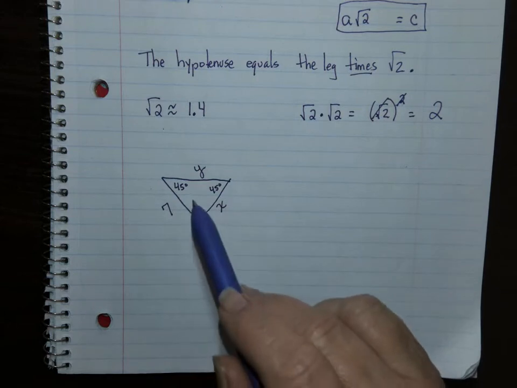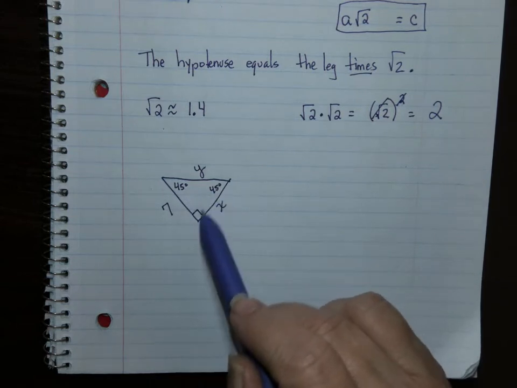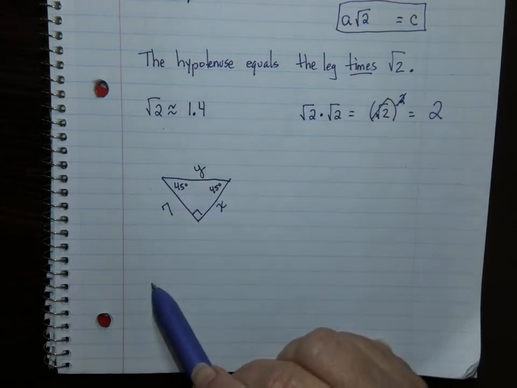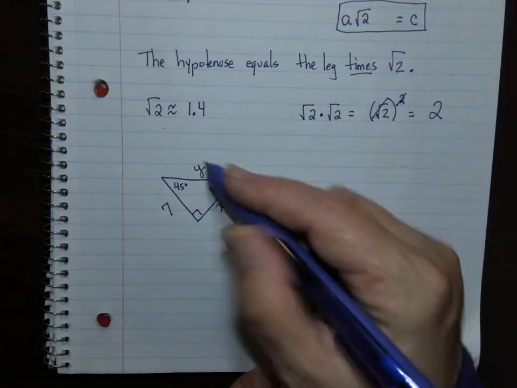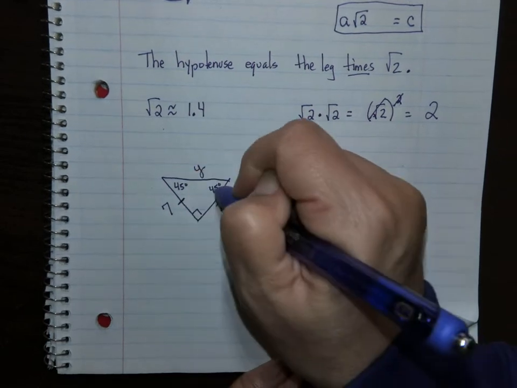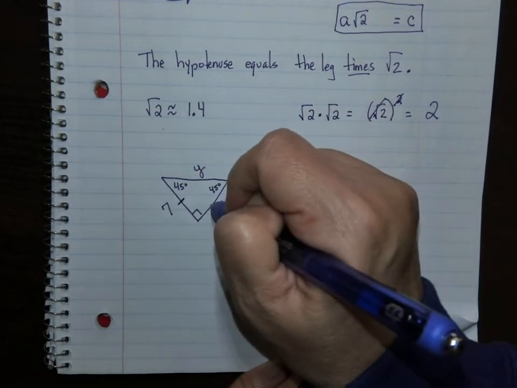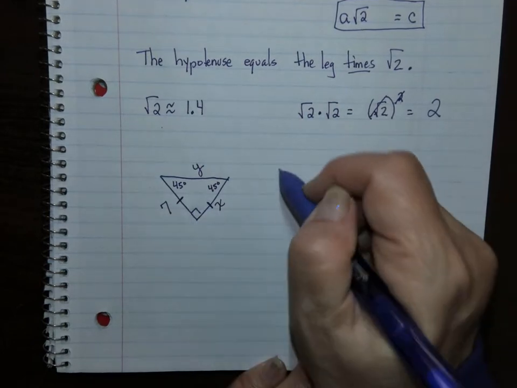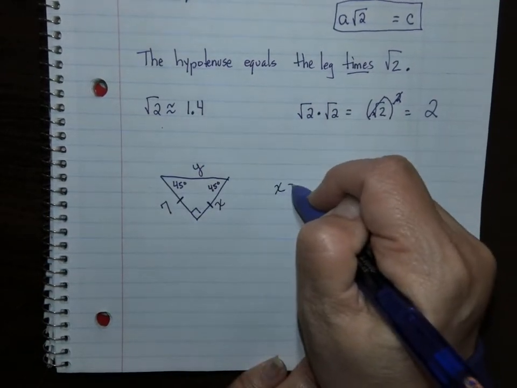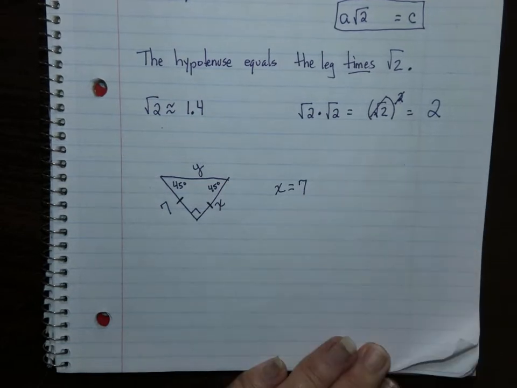Alright, so we want to look and we say, oh look, we have a 45, 45, 90 triangle. So that means the two legs are congruent, right? This leg across from 45 and this leg across from 45. These two are the same. So x equals 7.